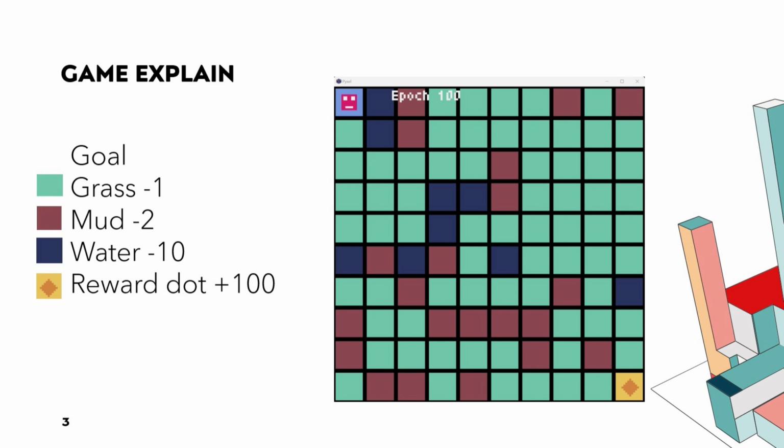Specifically, the grass tiles penalize the agent by 1 point, the mud tiles penalize the agent by 2 points, and the water tiles penalize the agent by 10 points. The reward tile rewards the agent with 100 points, and so the agent should learn how to reach it optimally while also learning the penalties of the other tiles.